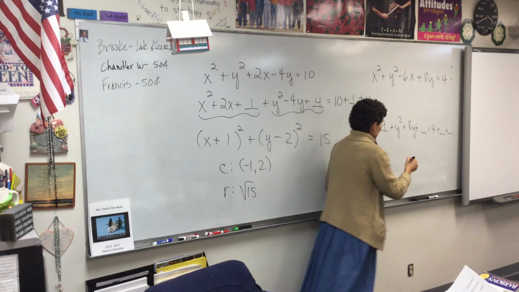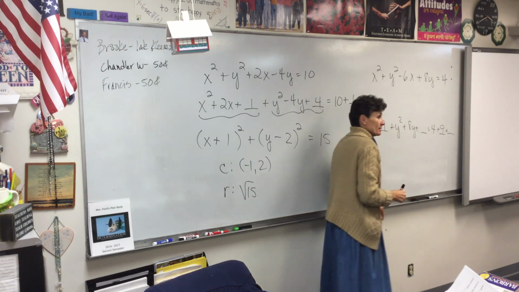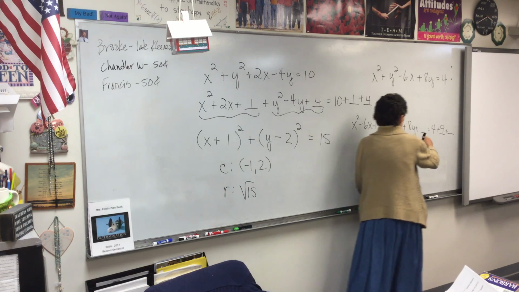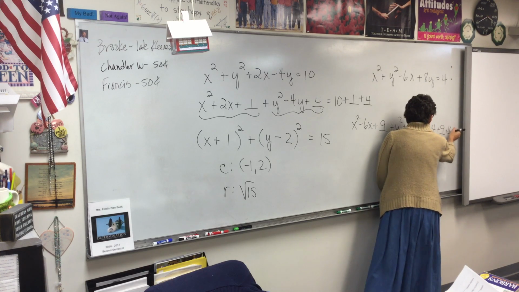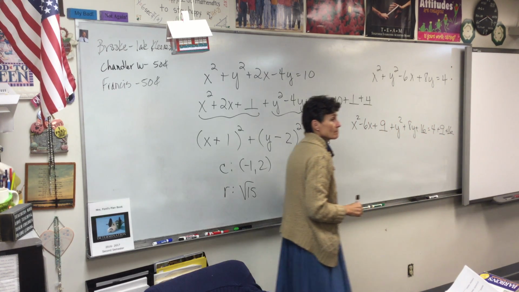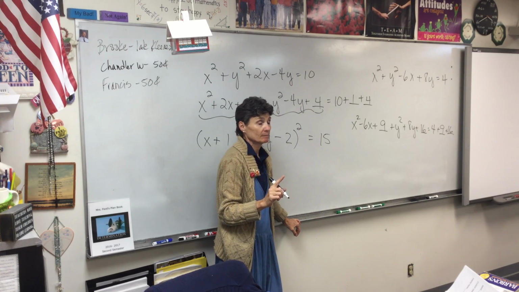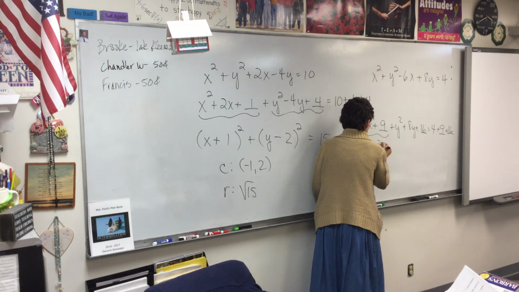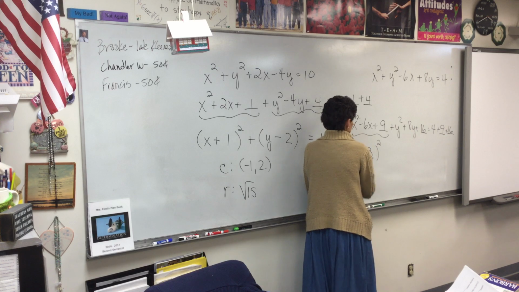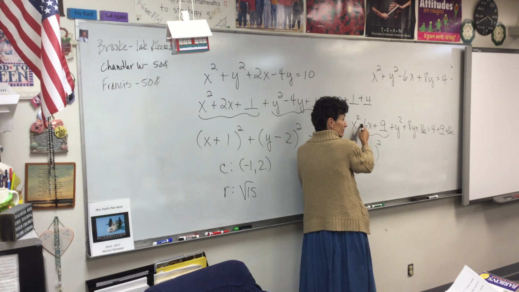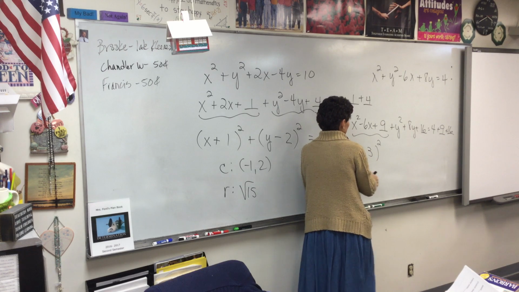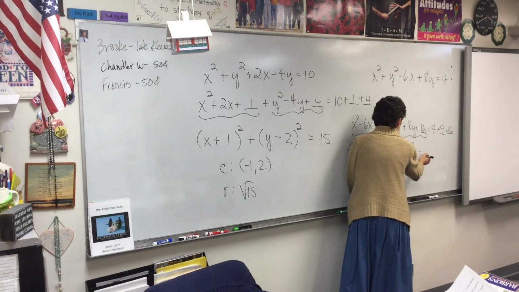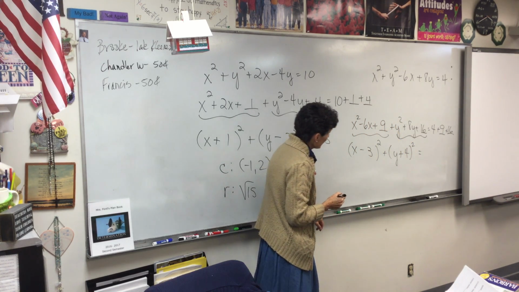9. Does anybody wonder where the 9 came from? Is everybody getting 9? All right. What goes here? 16. Everybody okay with the 16? If you're not, now's the time to ask. Okay. This is a square. What square is it? X minus 3. Always use that sign right there. So it's x minus 3. What's this square? Y plus 4. Add it all up.